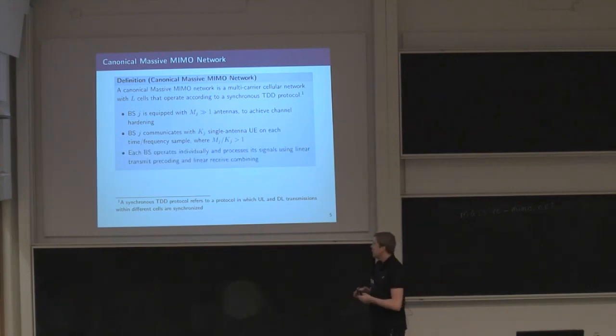And each base station operates individually, so there is no joint data transmission from different base stations. They might coordinate things on the long term, like power allocation and things like that, in the same way as Eric was describing, but not in the short term. And they're operating using linear transmit precoding, in the way that we have talked about earlier today, and also linear receive combining as well. So that is how I would define a massive MIMO system.